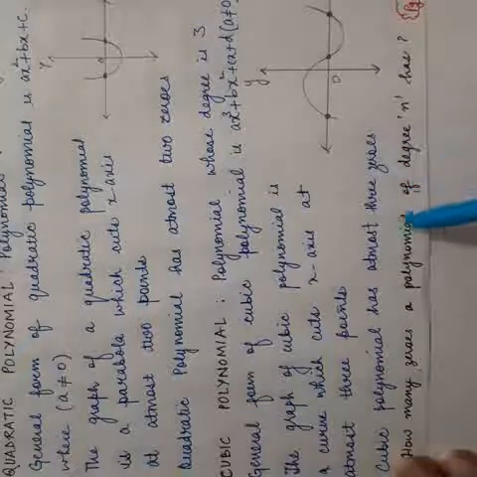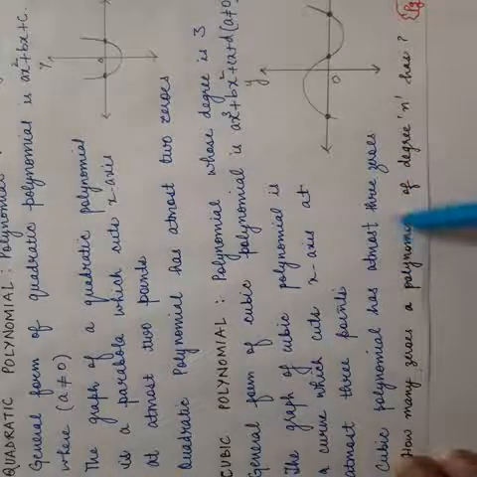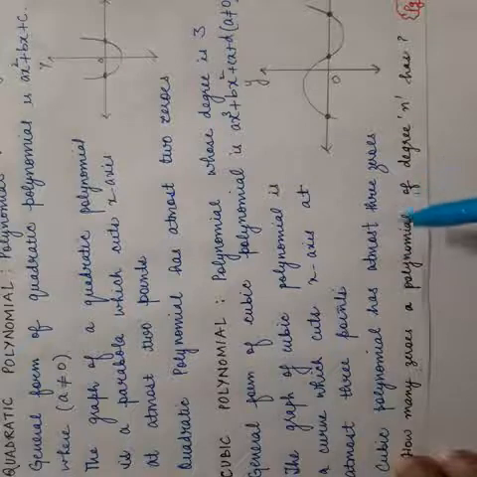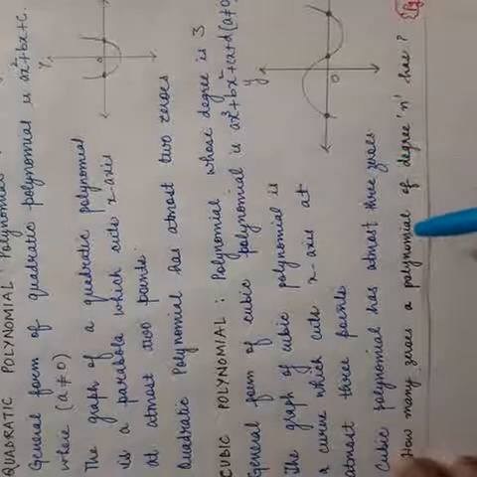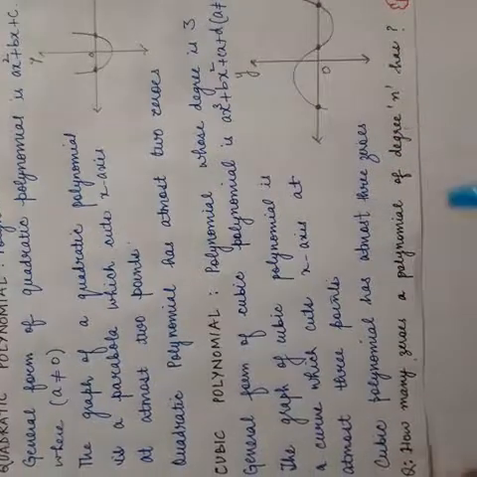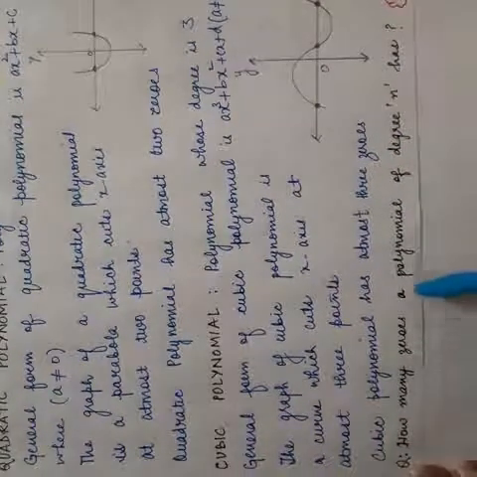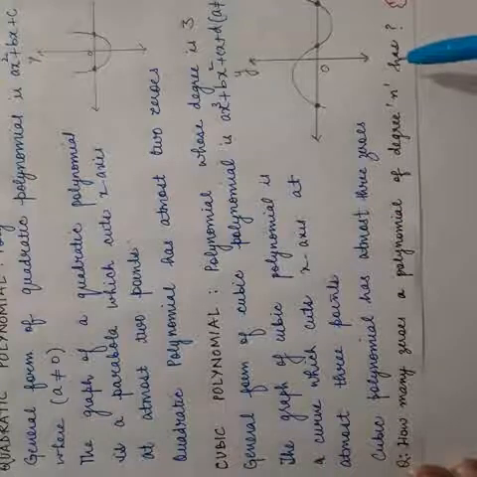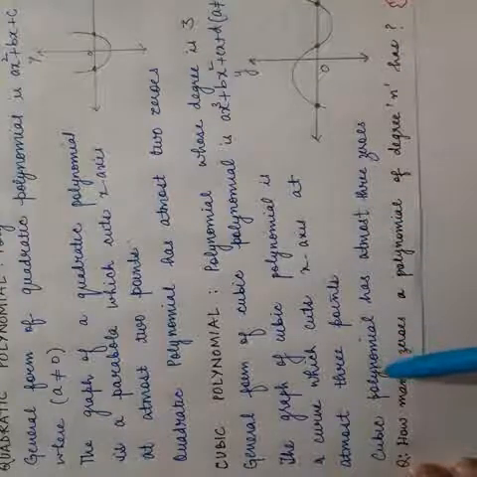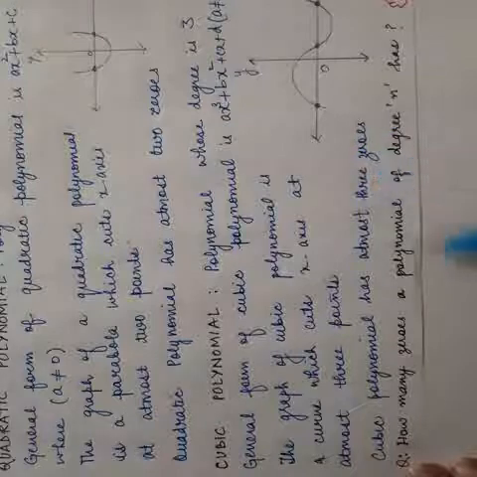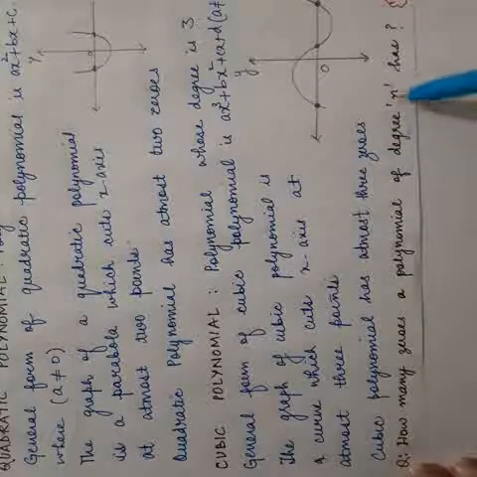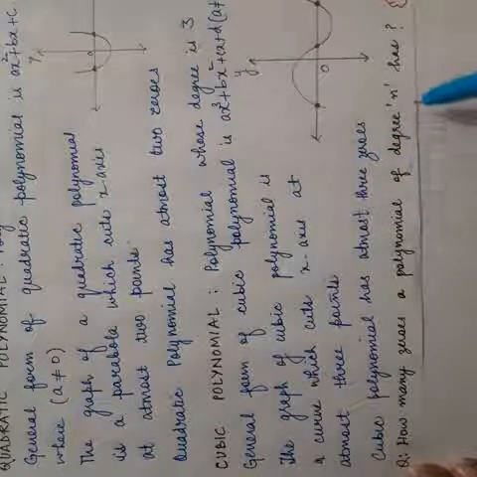As I told you earlier also, the words at most are very, very important over here, because it can have maximum 3 zeros. Less than 3 is also possible. There's one question for you. How many zeros does a polynomial of degree n have? Just see, a cubic polynomial has at most 3 zeros because its degree is 3. Now if you have a polynomial of degree n, that means it can have at most n zeros.